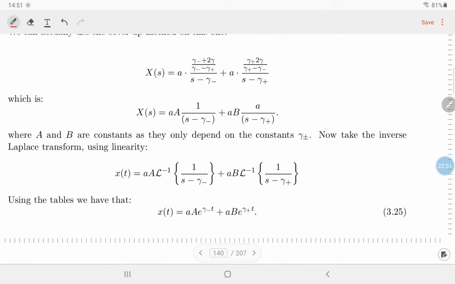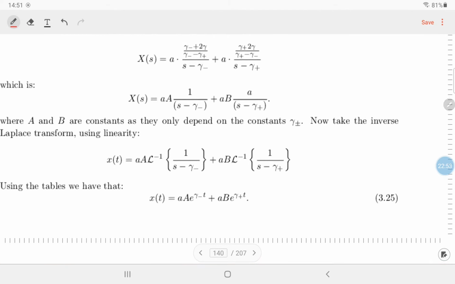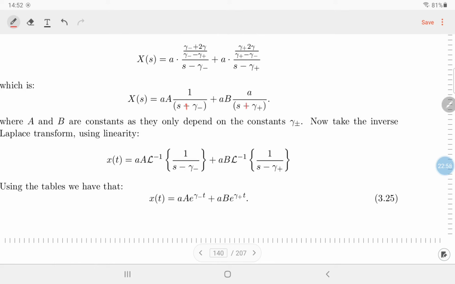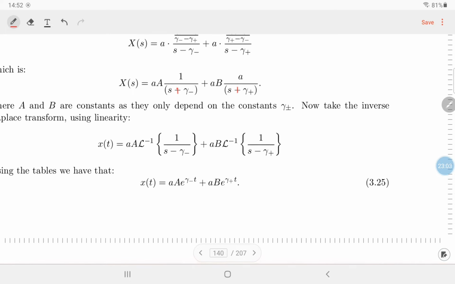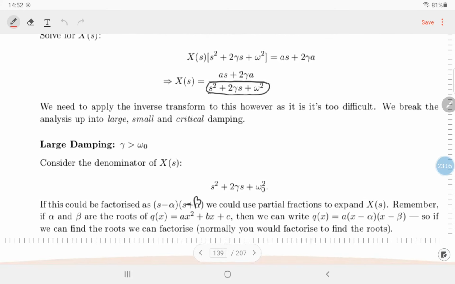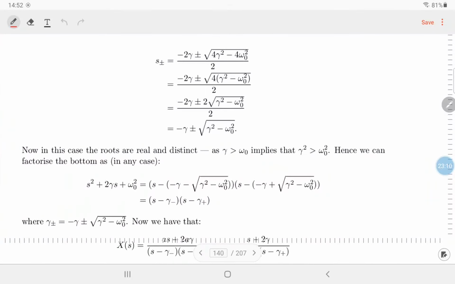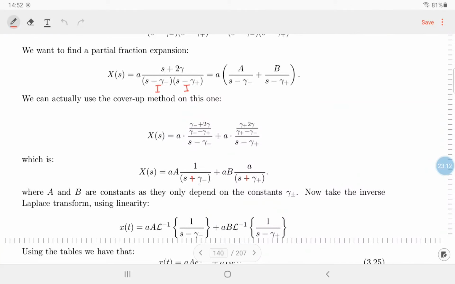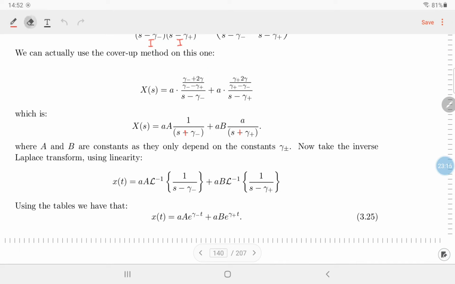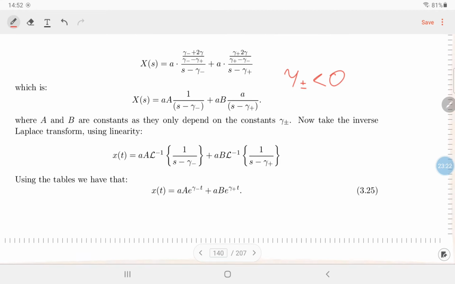Now what happens here is I can change these minuses to pluses, and I could do that the whole way. Well, let me see. No, I can't really do that. So the gammas are actually negative. Sorry about this. So the gamma plus and gamma minus are both negative. Okay, so what that means is you've got two negative exponentials here.